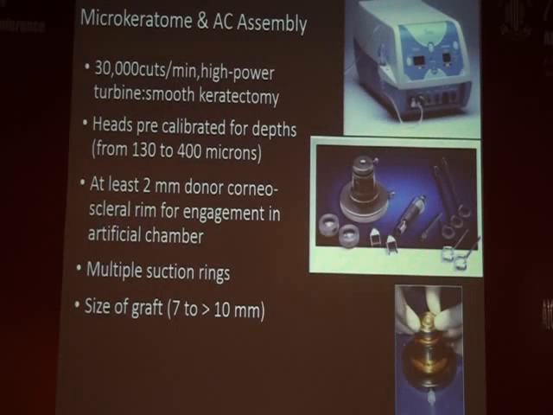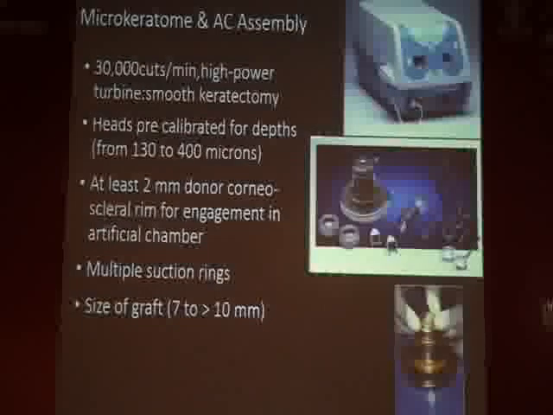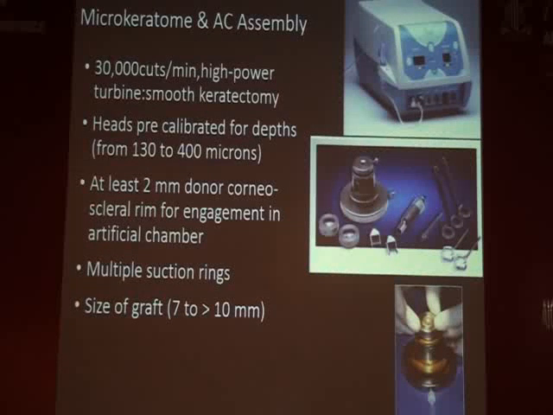The microkeratome moves at a speed of 30,000 cuts per minute and has a high power turbine, so that a smooth keratectomy is obtained. The heads are pre-calibrated for depths of 130 to 400 microns, and it is essential that at least 2 mm of donor corneoscleral rim should be there all around for engagement in the artificial chamber. Multiple suction rings are available, and generally the size of the graft varies from 7 to greater than 10 millimeters.